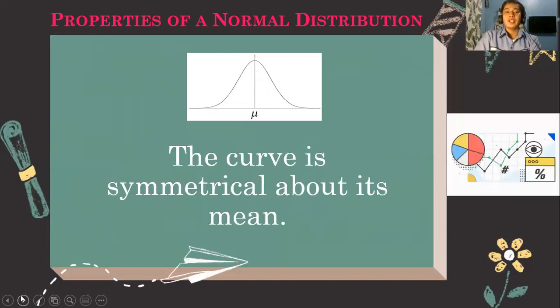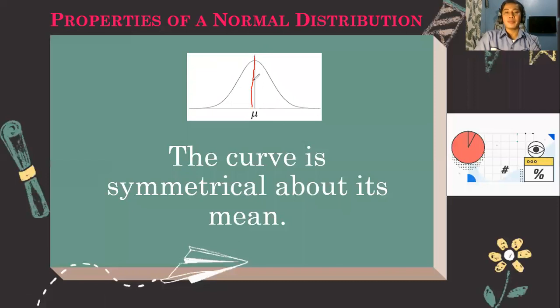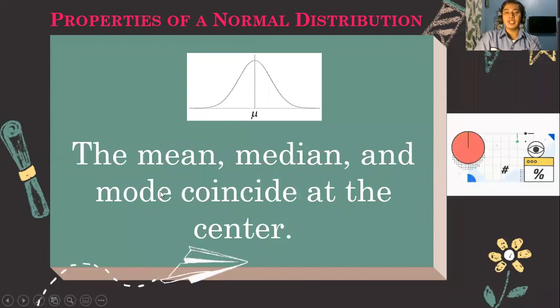Second property, the curve is symmetrical about its mean. So notice that the curve's mean, or mu, is located at the center of the distribution. So it is symmetrical about its center. So there is symmetry about the mean. Next, third, the mean, the median, and the mode coincide at the center.